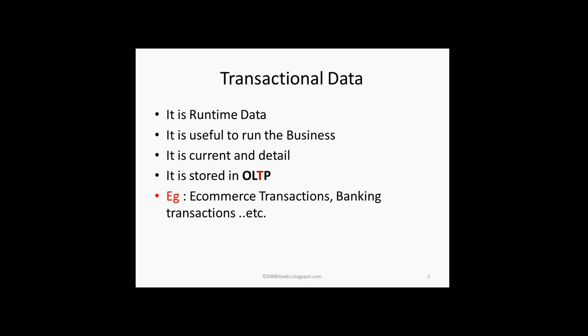If a particular person has purchased Fair and Lovely, and we have 10 products of Fair and Lovely available in our stock, whenever that person purchases a single product, that data will immediately get updated. That is 10 minus 1, 9 will be present in the database. So all these kinds of transactions will be stored in a database that is called an OLTP database. OLTP stands for Online Transactional Processing.